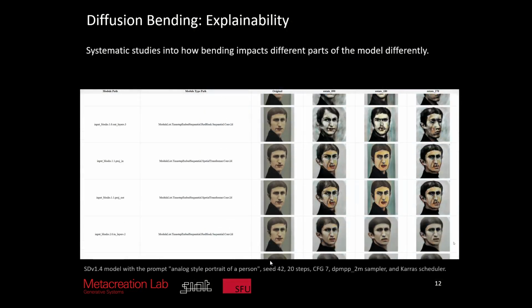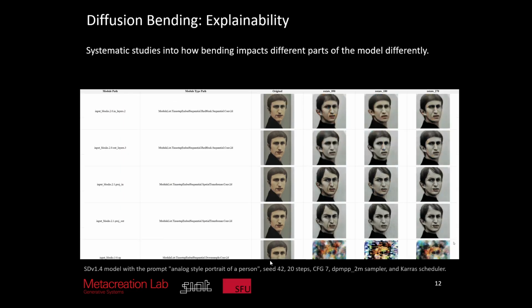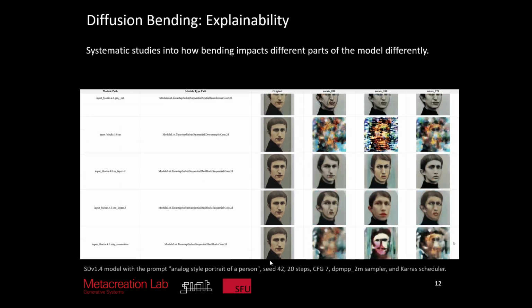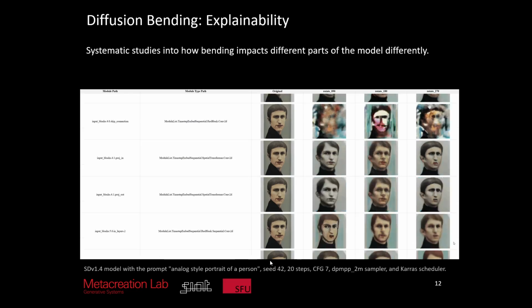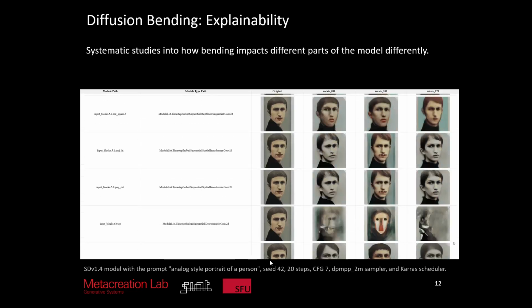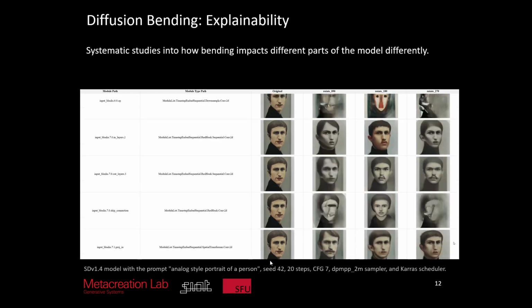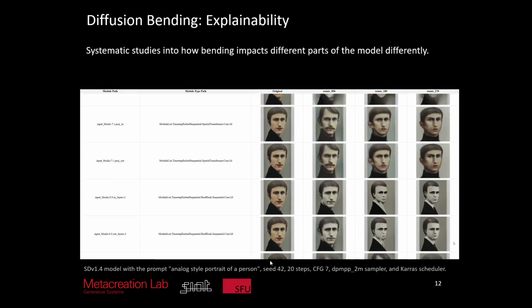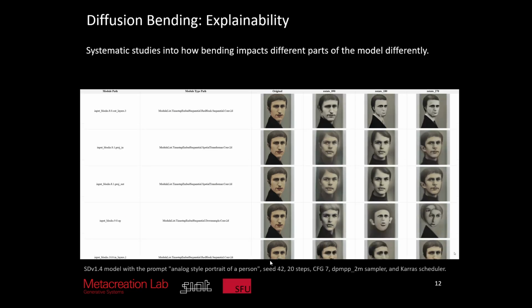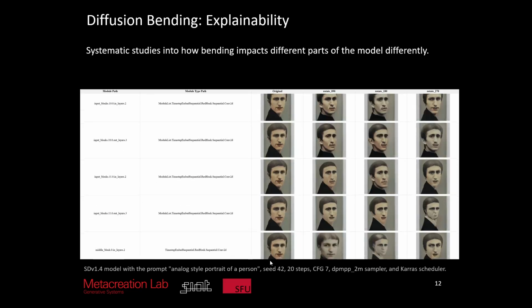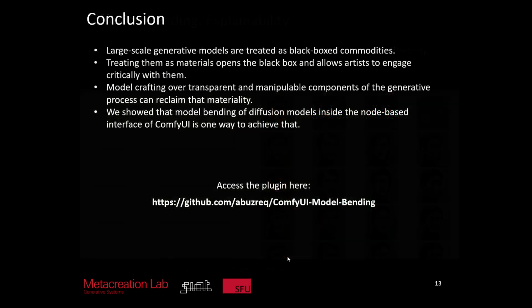We conducted a systematic study to illustrate the kind of insights that may result from sustained engagement through model bending. The early results shown here indicate that bending early convolutional blocks tends to create variations in the overall shape, while bending later convolutional blocks results mostly in stylistic changes.